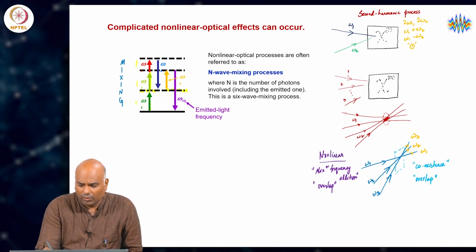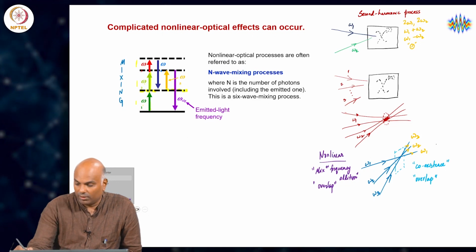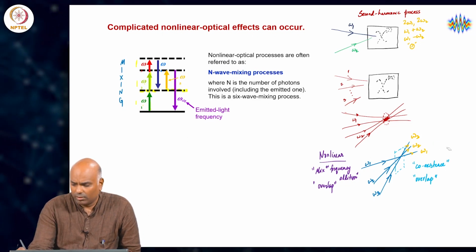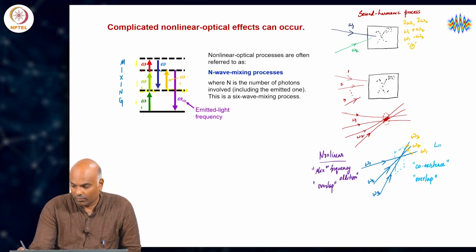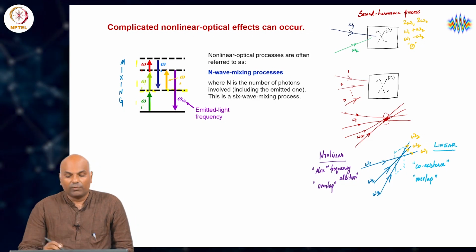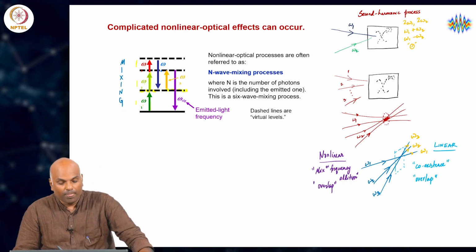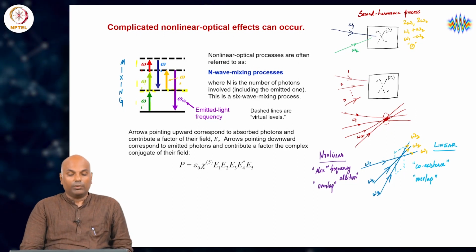in the case of a nonlinear situation. This is the consequence of linear interactions. Okay. So, the dashed states are virtual levels.